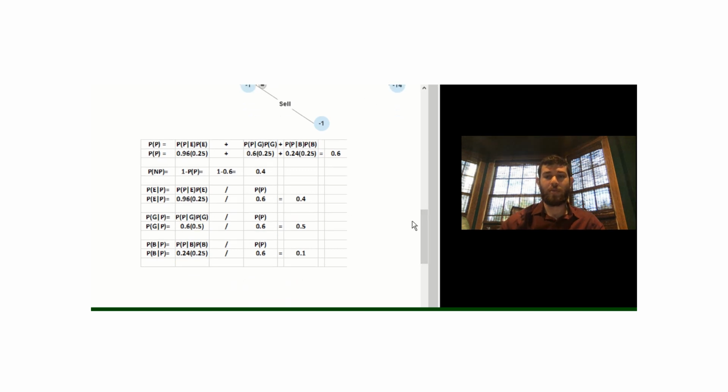Now, to calculate the probability of not favorable result, it would be the complement. The reason it's the complement is because the test can only be one of two things, favorable or non-favorable.